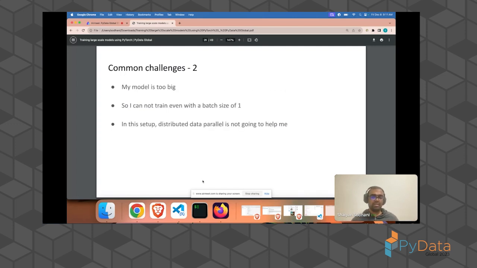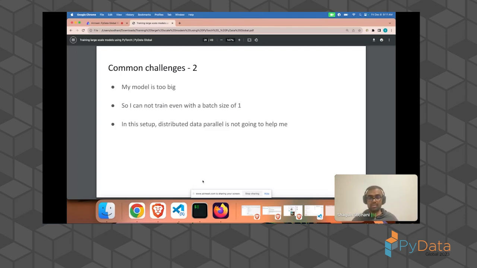Okay, let's talk about a different kind of challenge. In this case, I may have a lot of data, I may have very little data, but my model is too big. My model is so big that I cannot train even with a batch size of one. Basically, I cannot do any training. Maybe my model is just too big to even fit on a GPU.